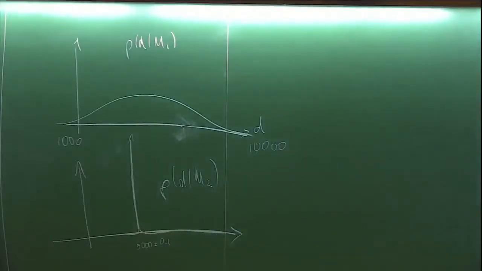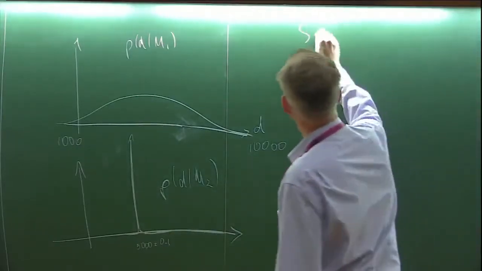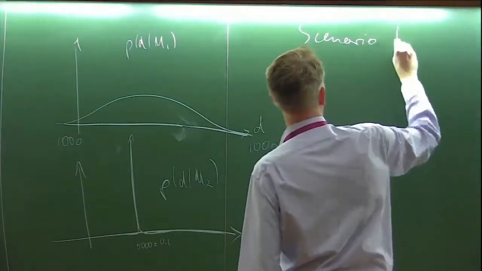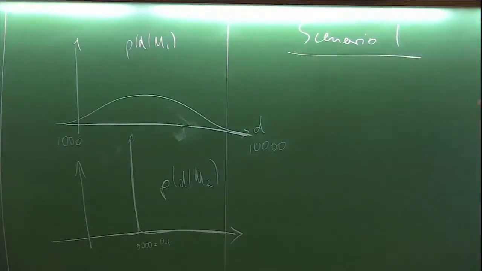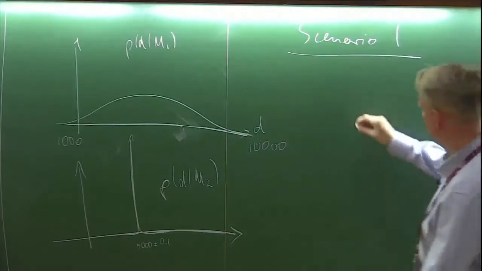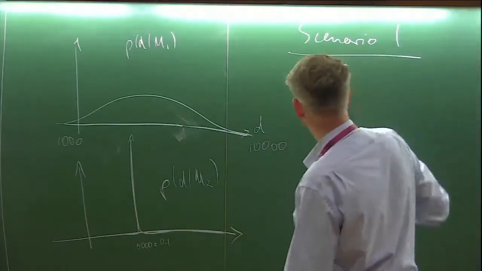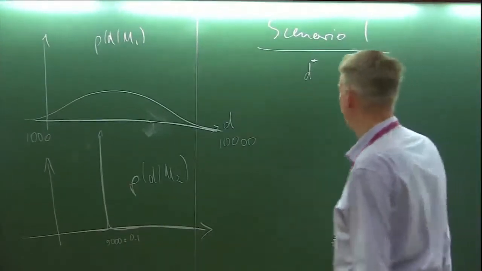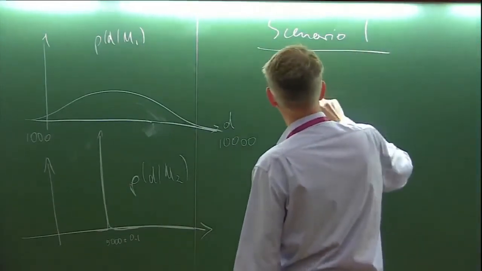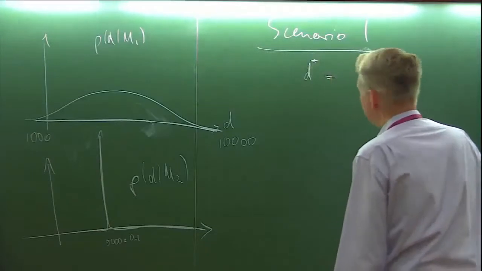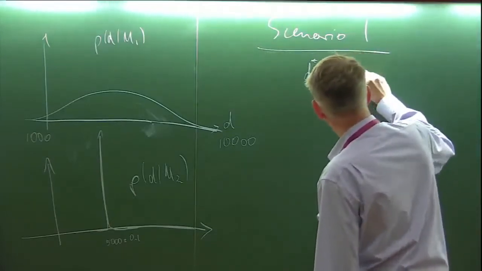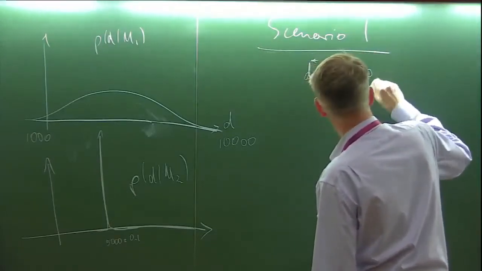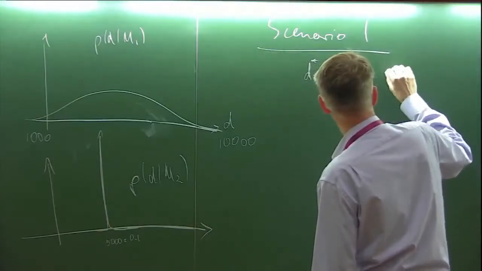Okay, so let's take two different scenarios. Scenario one, where tomorrow comes and you measure the realized value of the data, the stock index at noon on the following day. And let's say the answer is 5,000.03.